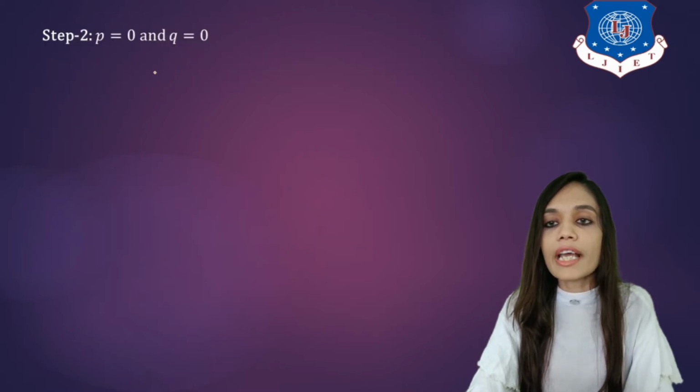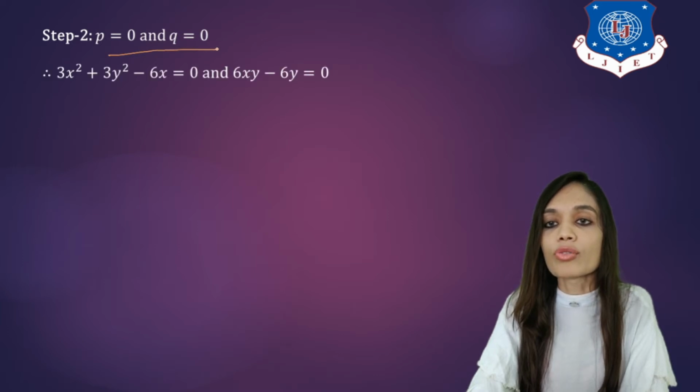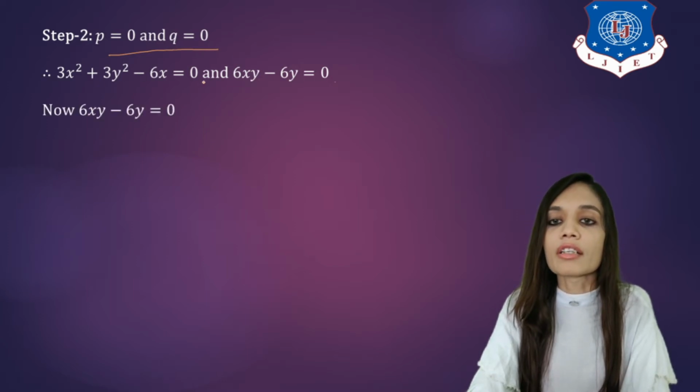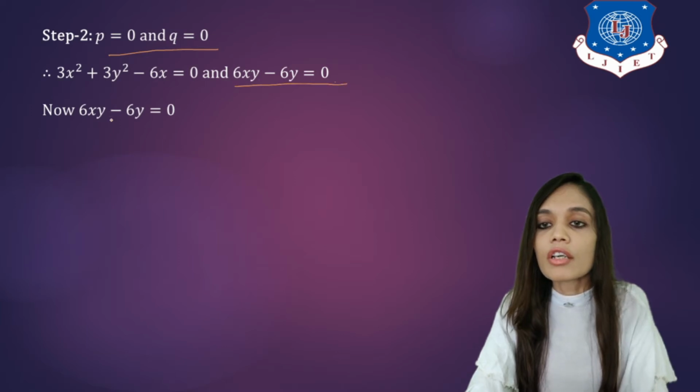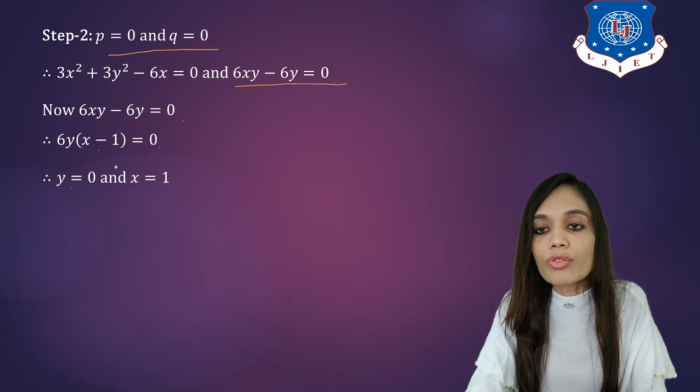Now let us go to our step 2, that is we have to take p is equal to 0 and q is equal to 0. That is 3x square plus 3y square minus 6x is equal to 0, and 6xy minus 6y is equal to 0. Now solve the two equations simultaneously. Firstly we will solve this, that is 6xy minus 6y is equal to 0. So on further simplification you will get 6y into x minus 1 is equal to 0. So finally y is equal to 0 and x is equal to 1.